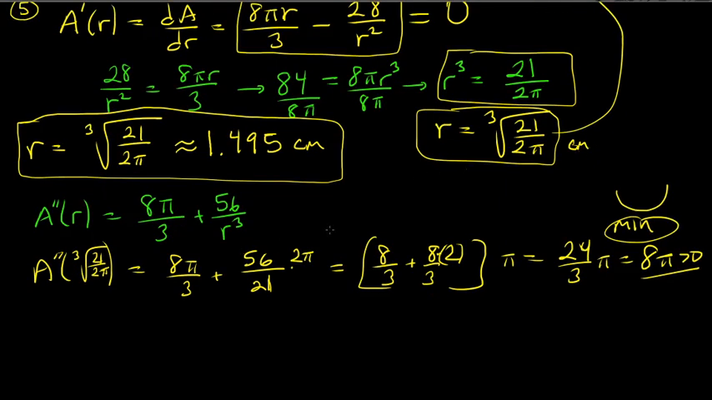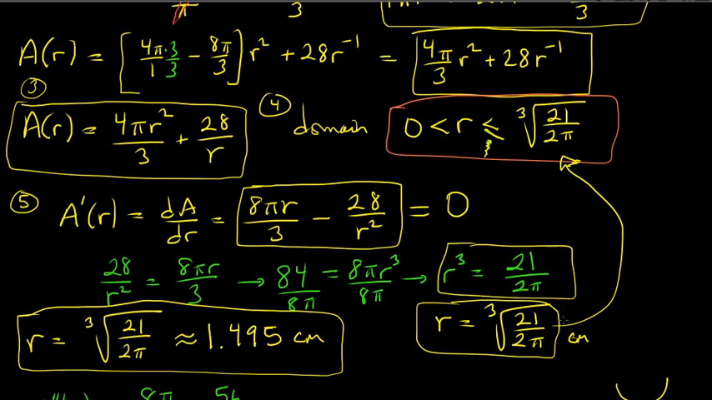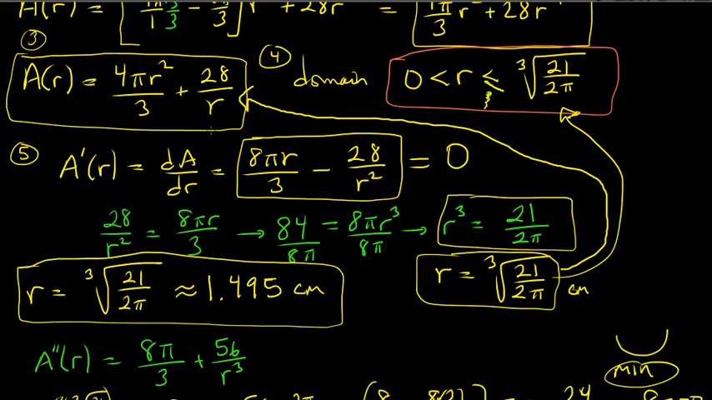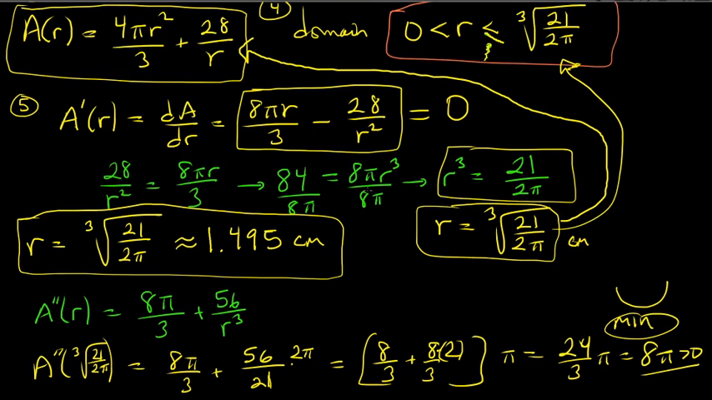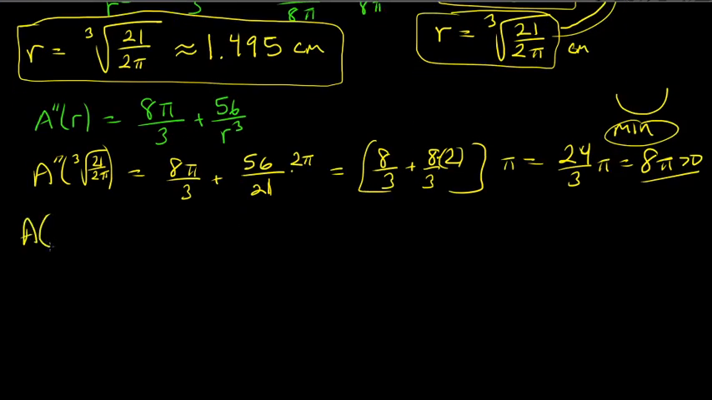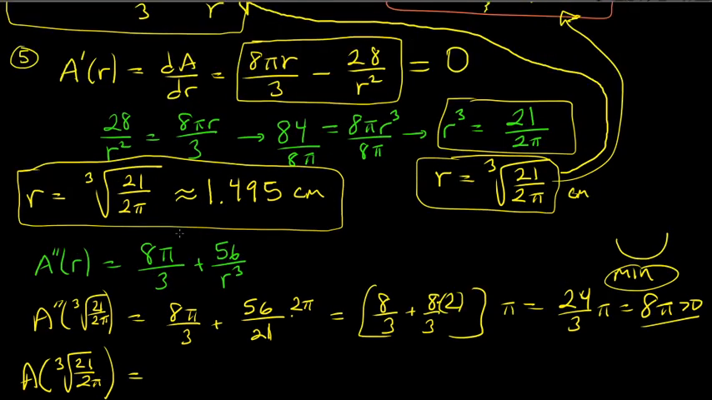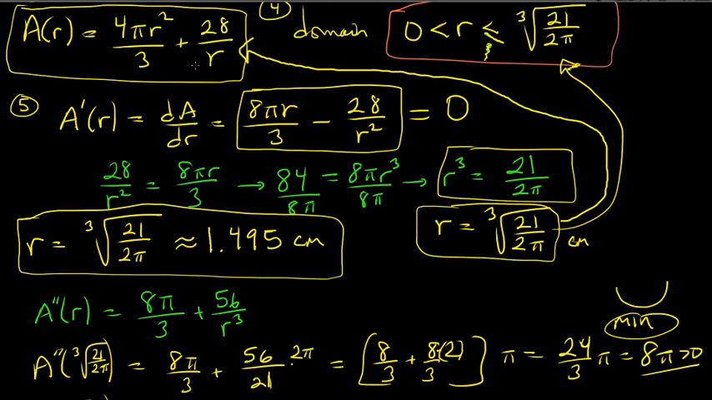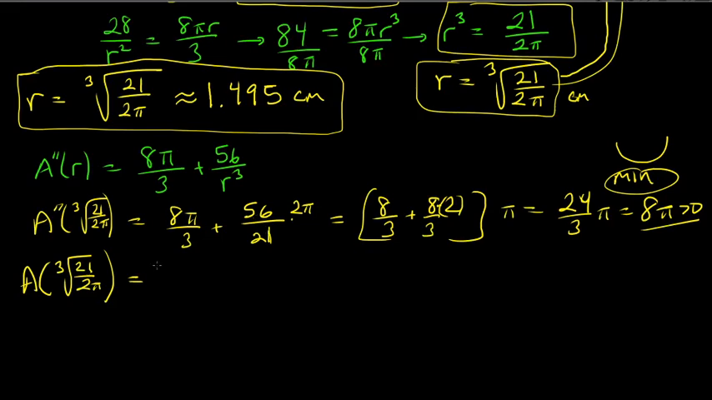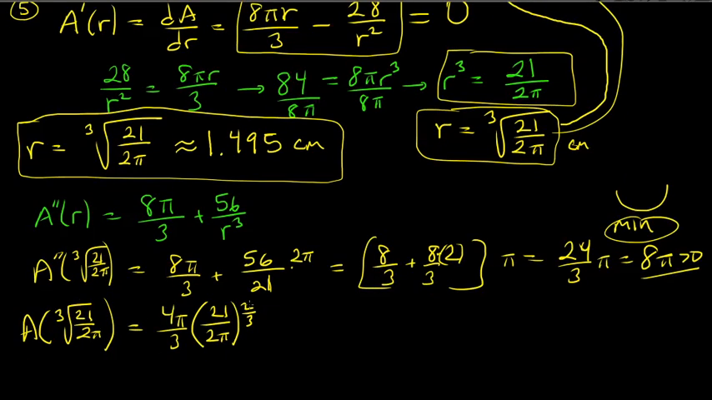Okay. Oh, what is the minimum surface area? Take this r here and plug it into the original equation for the area. Maybe I'll do that here. So 4/3 pi r squared. This will not be nice. Obviously, you can just plug in the approximate answer in your calculator. That's probably the way to go. So maybe I'm just being a little fastidious about this. So 4 pi over 3 times this thing squared, right? So 21 over 2 pi to the 2/3 power. And then plus 28 over r.